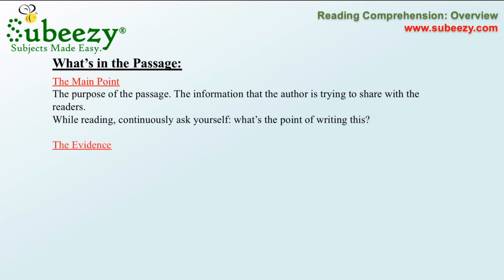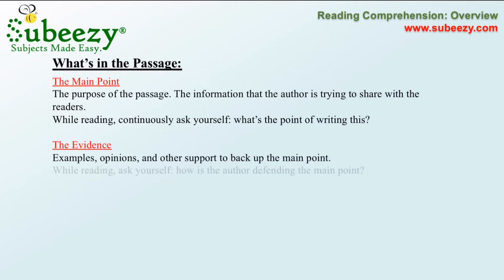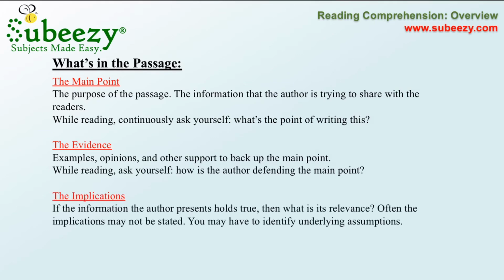Second is the evidence. These are examples, opinions, and other support to back up the main point. While reading, you want to ask yourself, how is the author defending the main point? And third are the implications. If the information the author presents holds true, then what is its relevance? Often the implications may not be stated. You may have to identify underlying assumptions. So while reading, you want to ask yourself, what are the consequences of this information?